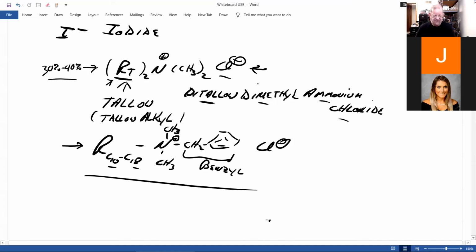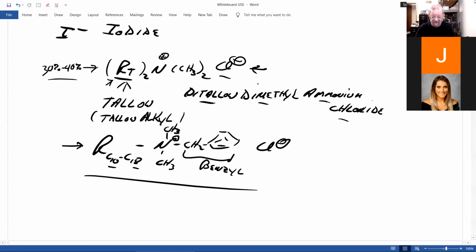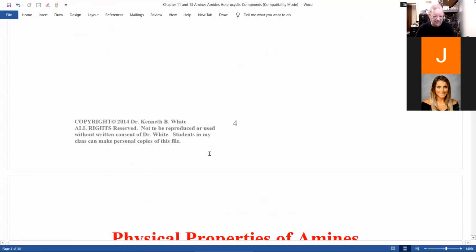benzyl quaternary ammonium salts are mainly used for disinfecting things like hospital rooms, surgery, or what do they call them? Surgical rooms. And that works quite well. There are other compounds too, but that's quaternary ammonium salt.